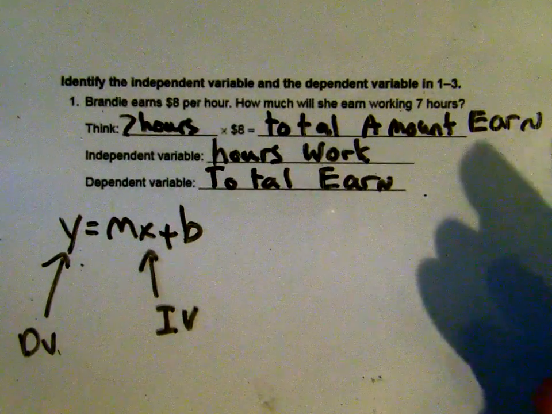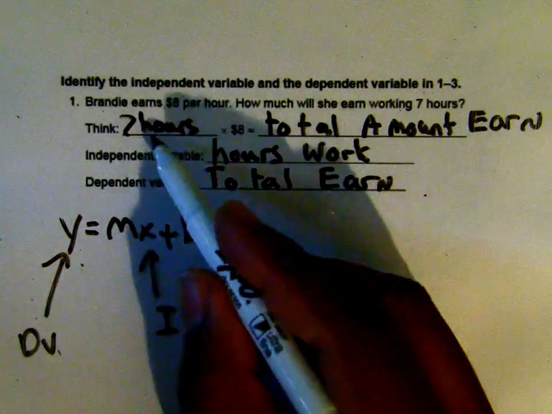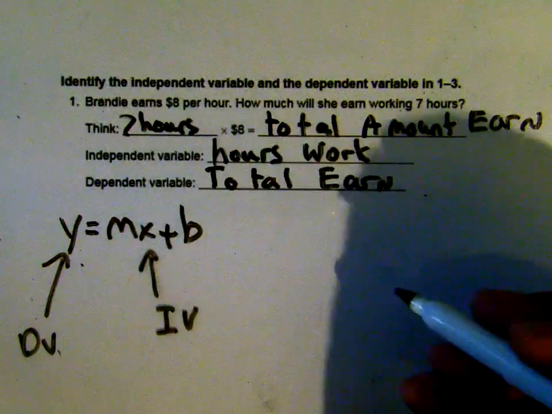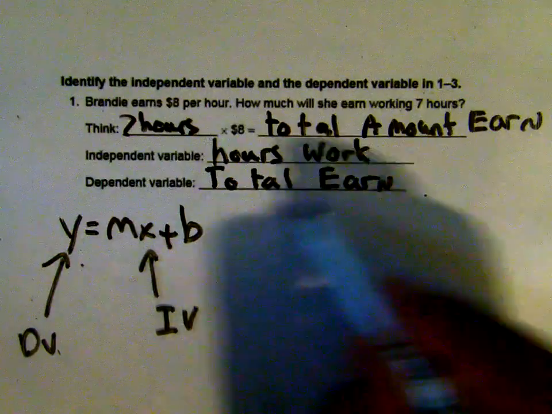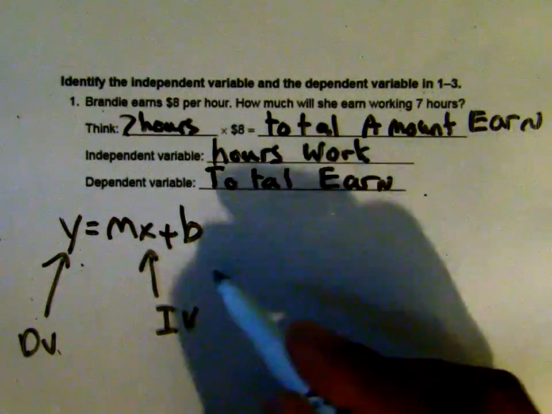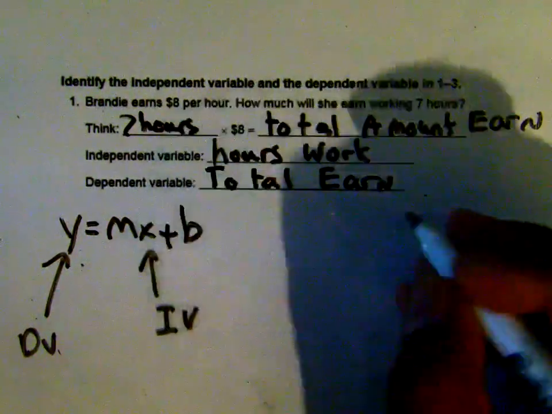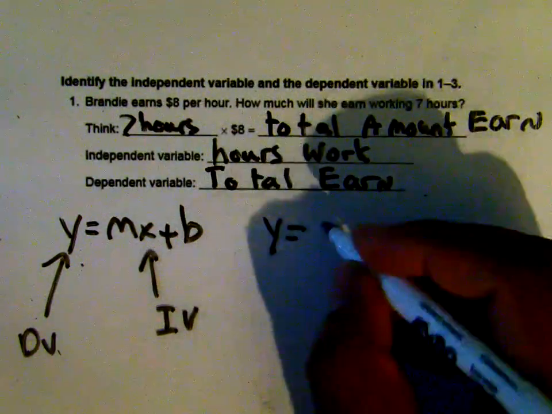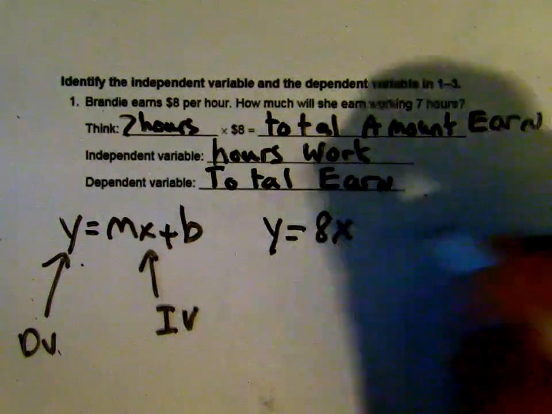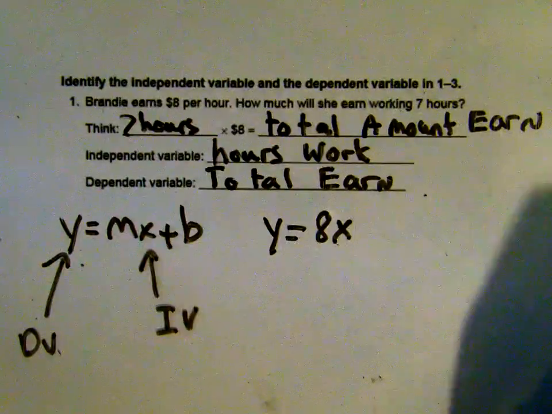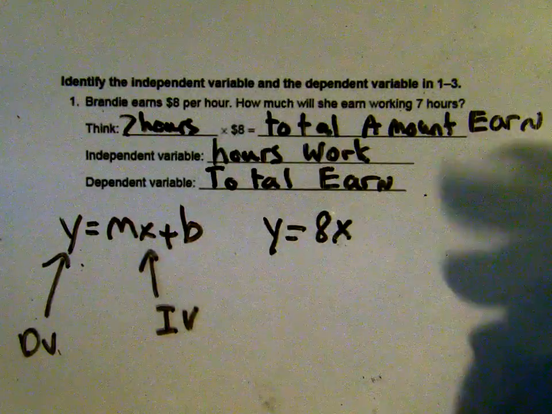So to write this equation for y equals mx plus b, the independent is the hours, and the dependent is the total amount earned, which can change. But the part that doesn't change is the $8. So that's what we would put in for m. Let's say y is equal to $8 times however many hours he works. So that'll be our equation. Let's say he worked 5 instead of 7. You would plug in 5 instead of 7 to get your answer.